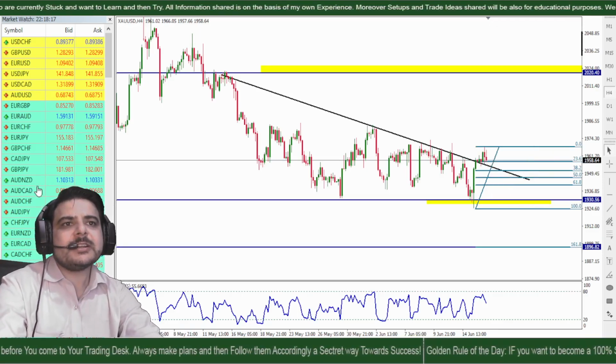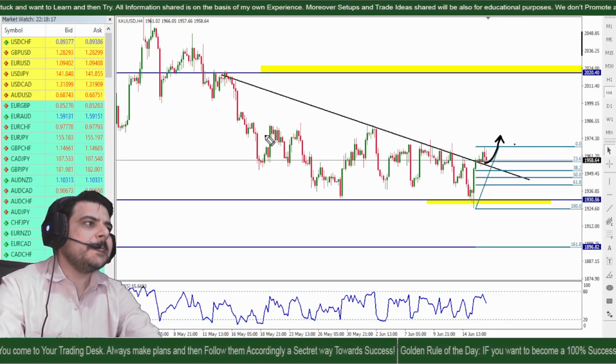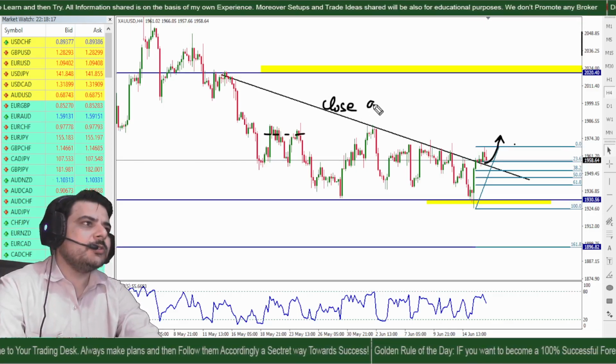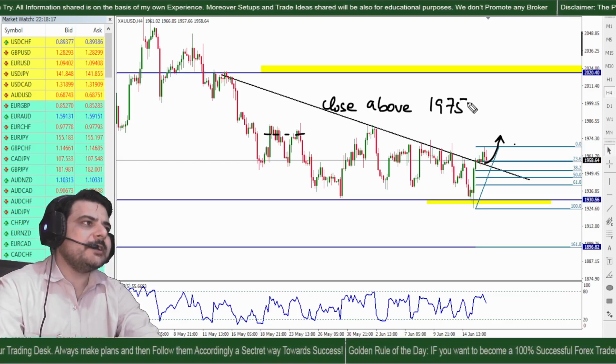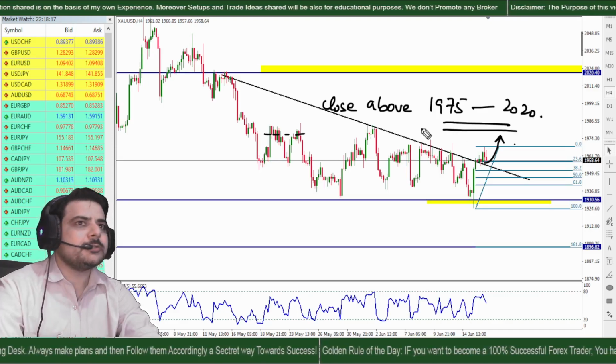Let's suppose this is the market, we don't know. If the market continues straight from right here, then a close above 1975 and a rally towards 2020, you can trade it this way.